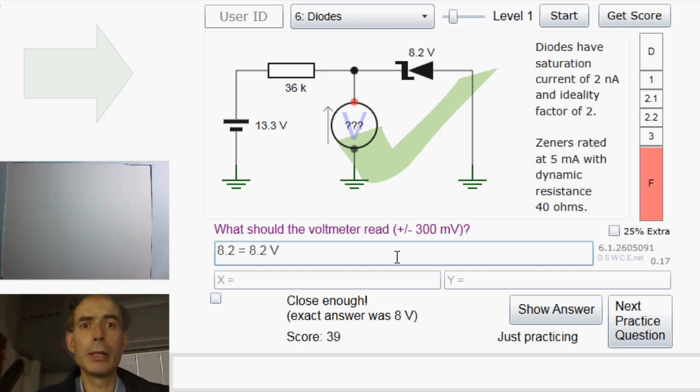Right, hopefully you're beginning to get the idea. It does get a little bit more tricky when we move up to level 3 and level 4, and these rules of thumb are no longer accurate enough.